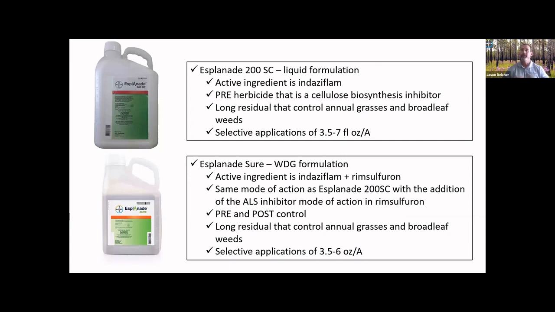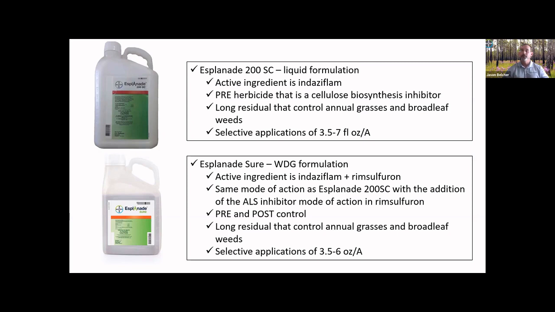Both of these products contain indaziflam. The 200 SC is indaziflam by itself. It's a pre-emergent herbicide. It's a CBI, or cellulose biosynthesis inhibitor. Has a very long residual. Here in the East, we've tried to get applicators moved to fall applications because they can put it down and then still get pre-emergence control of annual grasses and broadleaves that are germinating during the spring. The rates are 3.5 to 7 ounces.